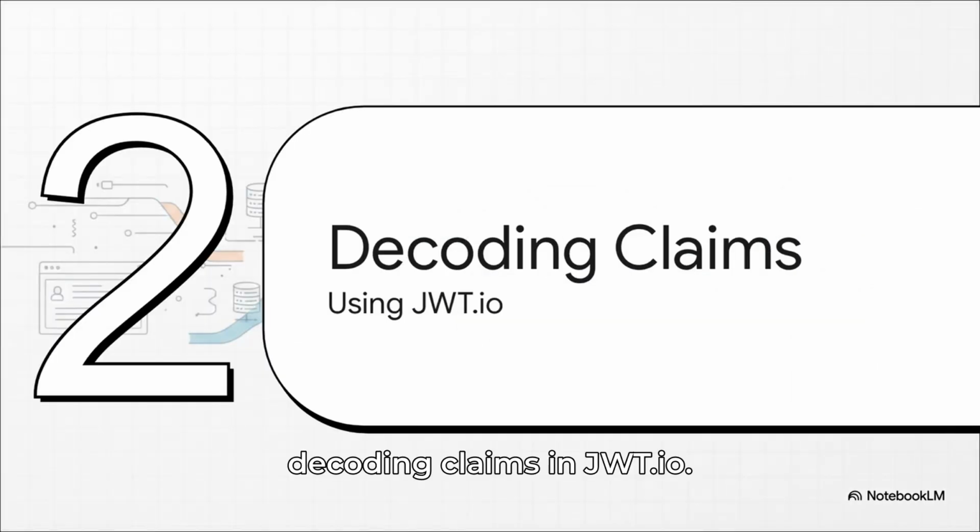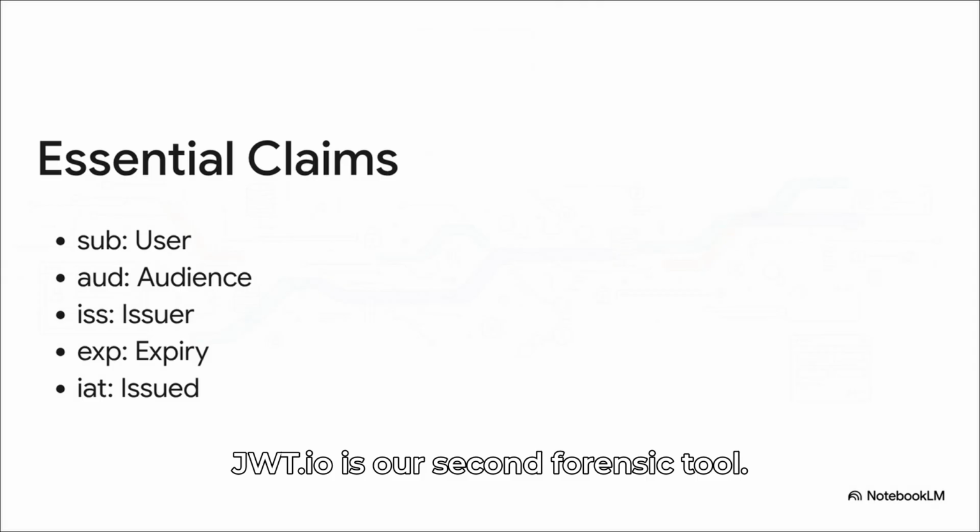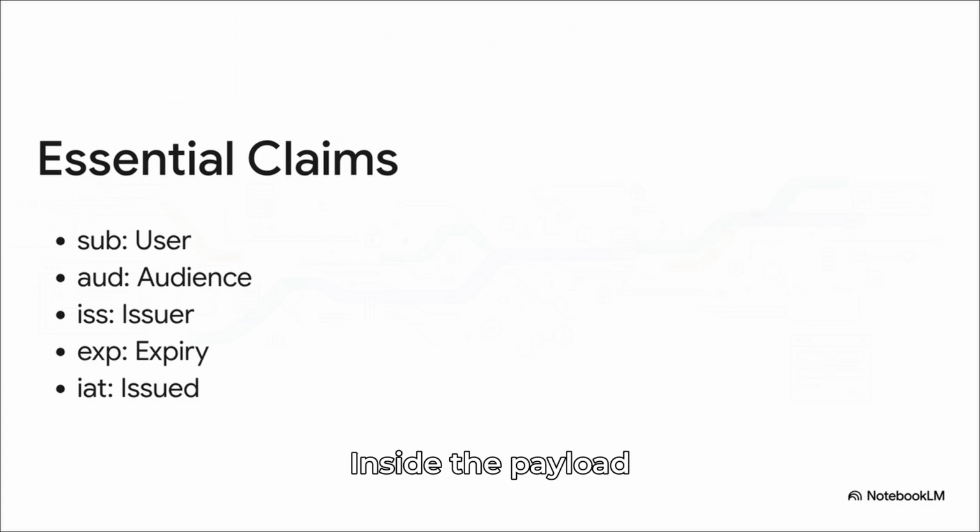Section 4. Decoding claims in JWT.io. JWT.io is our second forensic tool. This is where we decode that purple payload section to read the rules of access. Inside the payload are standard claims. Let's rapid fire through them. Sub stands for subject, that's the user's unique identifier. Aud is the audience, meaning the intended recipient of the token.